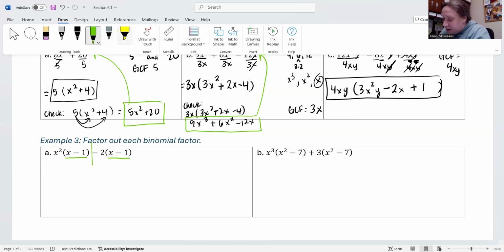So if we kind of split this right here, those are the two terms of this polynomial. We have x squared times x minus 1, that's our first term, minus 2 times x minus 1, that's our second term, okay? What's common to these two terms, again, is the x minus 1. So my GCF here is x minus 1. So my final answer is going to be x minus 1 times whatever I get when I divide both of these terms by x minus 1.